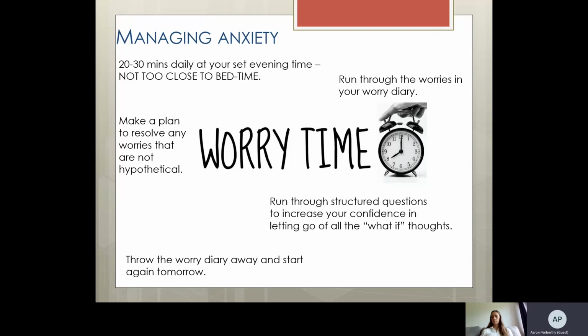What we're then going to do is run through some structured questions. There are lots of questions designed to be used during worry time to help increase our confidence that we can, in fact, let these worries go. Some of these examples are, we ask ourselves, how did I feel when I wrote down the worry, as it came into my head during the day? And how do I feel about this very same worry now that I have postponed it, and now that I'm looking at it again, come 7 o'clock in the evening? Do I feel the same way? Do I feel less anxious reading it back now? Do I feel more anxious?